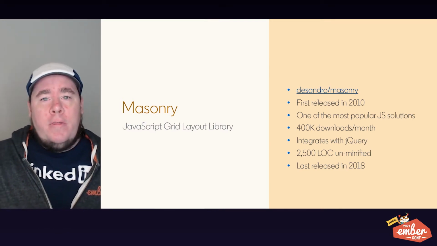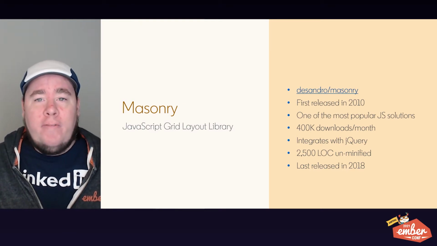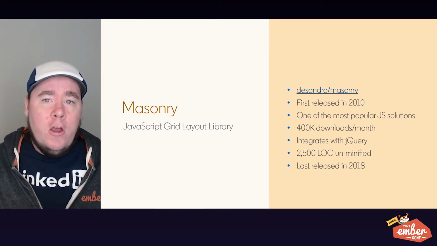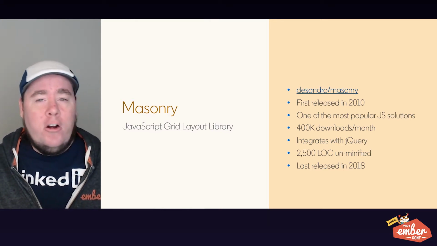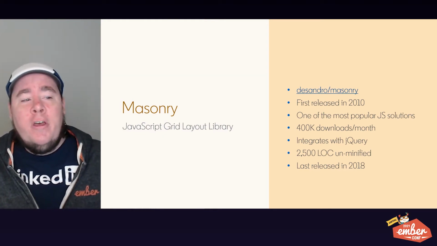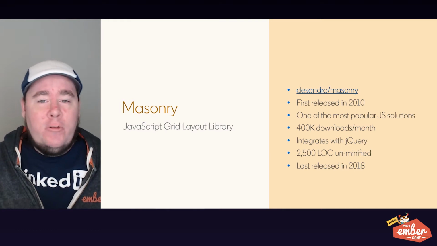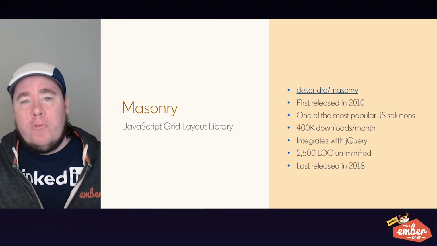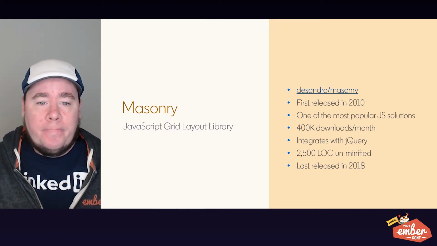However, the library itself is 2,500 lines of code unminified, whereas the solution I'm going to show you today takes less than 150 lines of code to implement in Ember. Additionally, the Masonry JS library was last released in 2018, so it hasn't received any modern updates to its implementation.